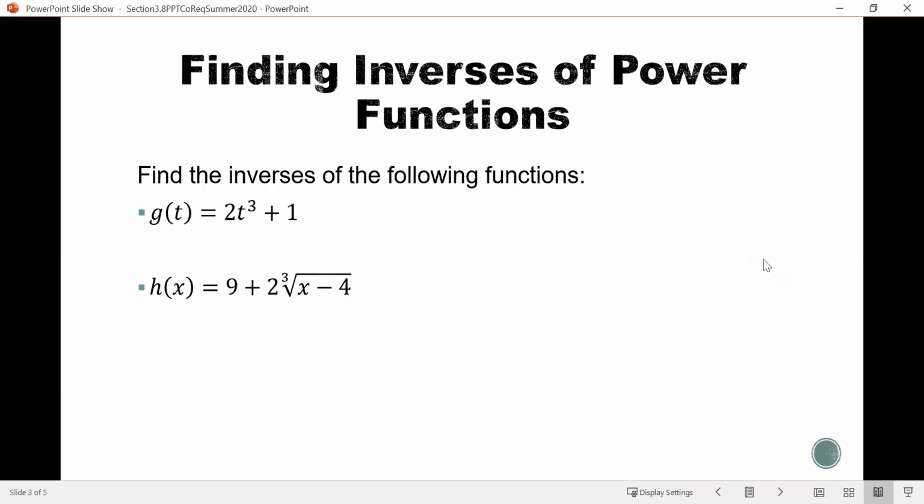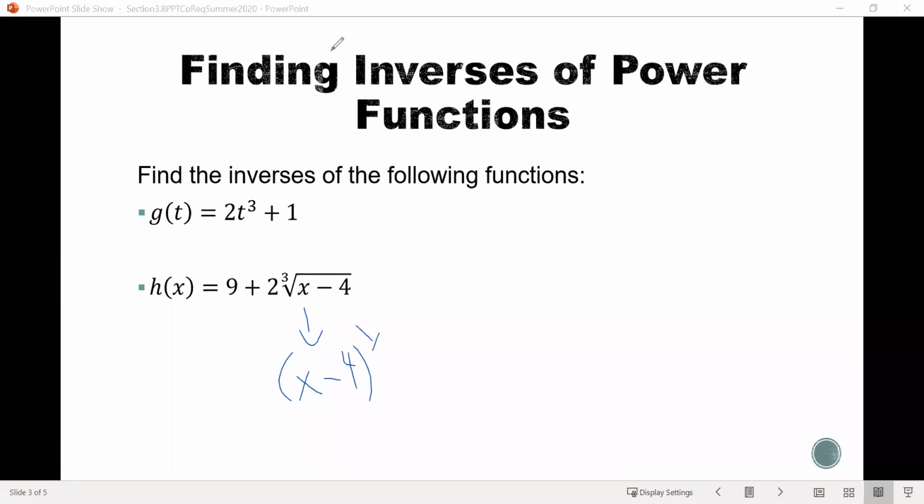All right, so looking here, we're given two power functions and a root function, which, remember, a root function is actually the same as a power function because I could rewrite this cubed root of x minus 4 as x minus 4 to the 1/3 power. And we're asked to find the inverse functions here.